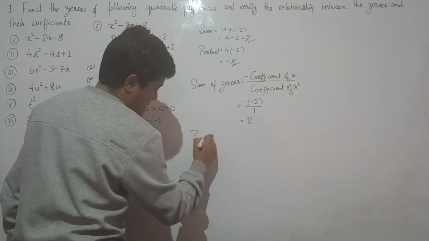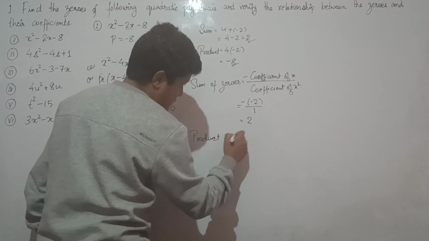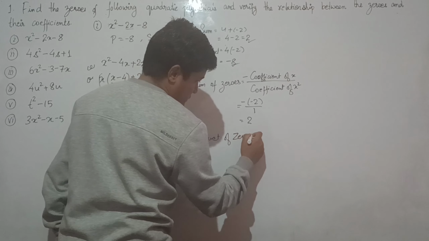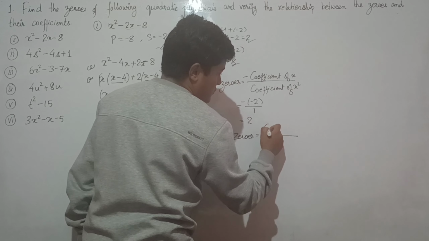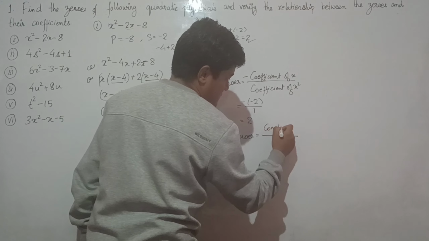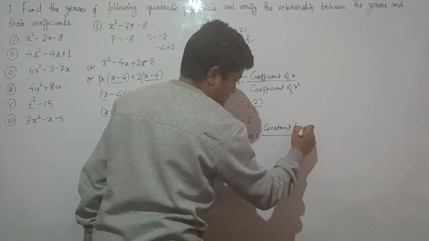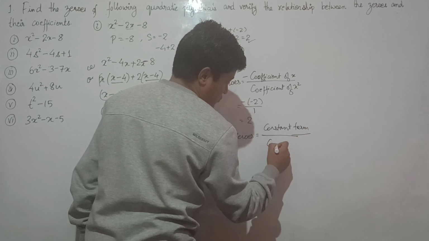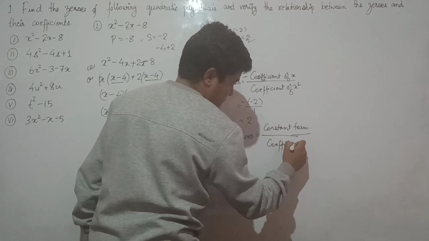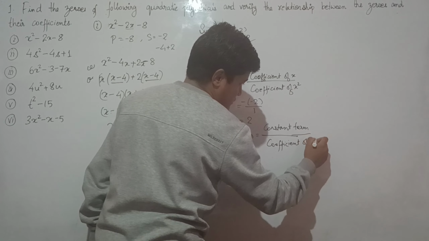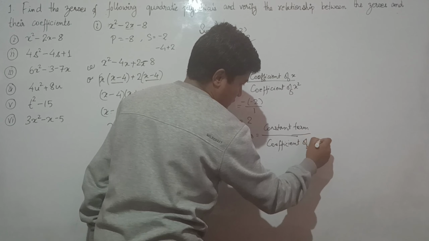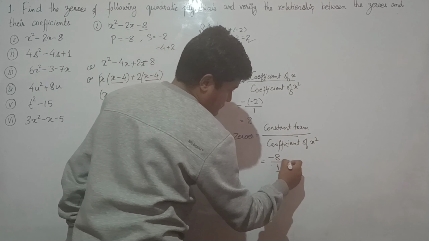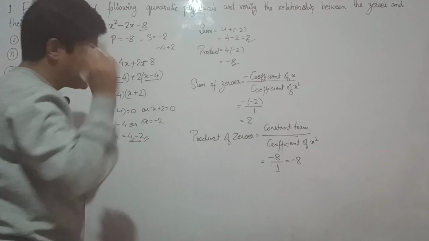Now product of zeros equals to constant term by coefficient of x square. So what is the constant term? Minus 8 divided by 1. The coefficient of x square is 1. So 1. So minus 8 is here.